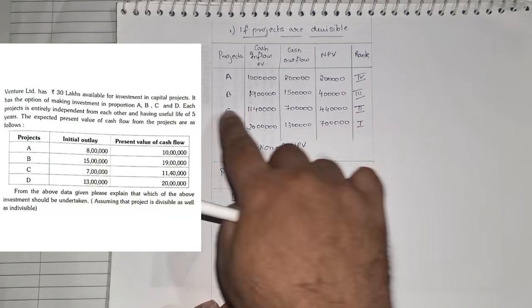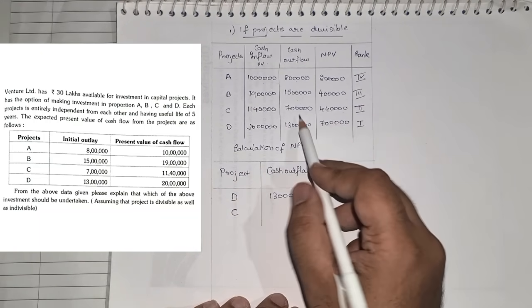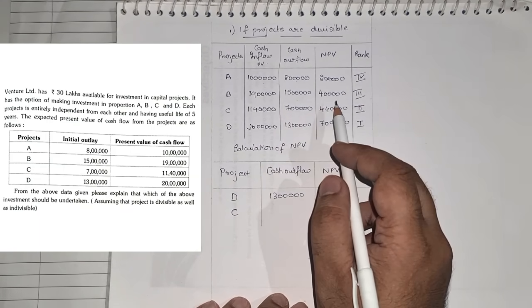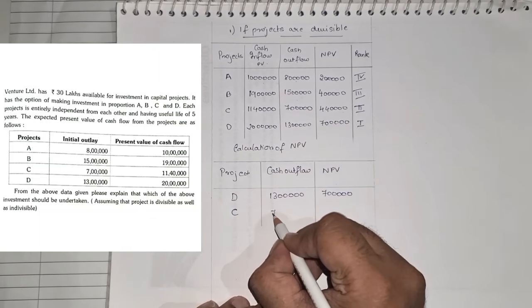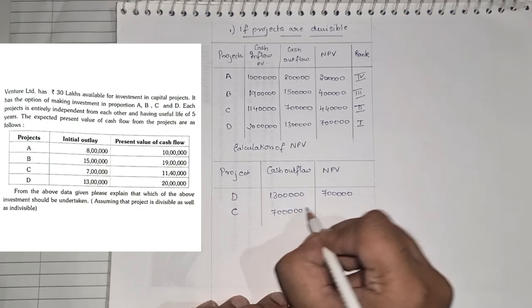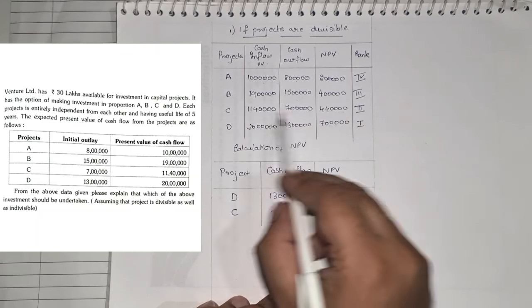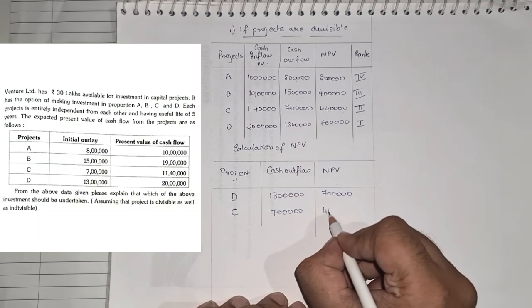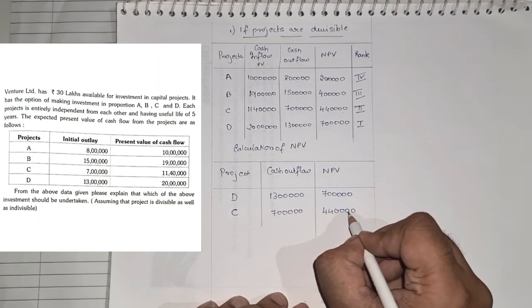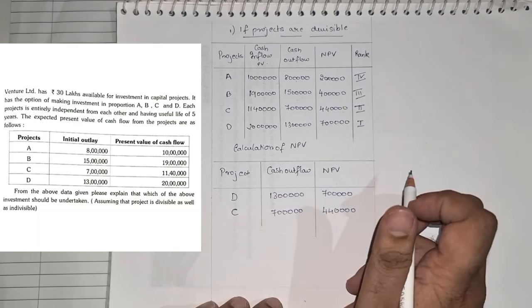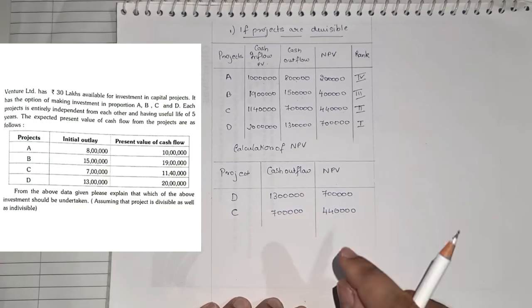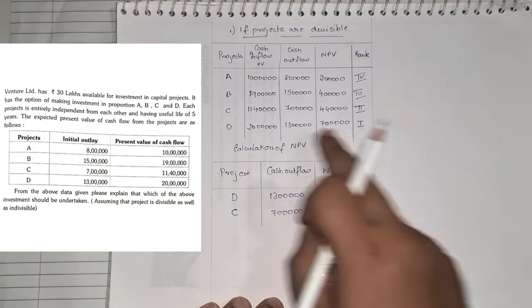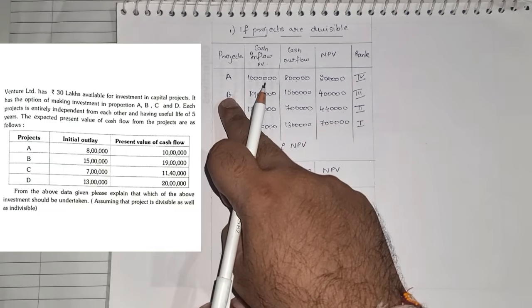Second rank is project C. The outflow is 7 lakhs. I can spend up to 17 lakhs more. So we can spend 7 lakhs. So outflow is 7 lakhs. We have taken that. And the NPV that it will fetch us is 4,40,000. So we have taken that. Now 13 plus 7, we have already spent 20 lakhs. So I can only spend now last 10 lakhs. So now the next, third rank is for project B.